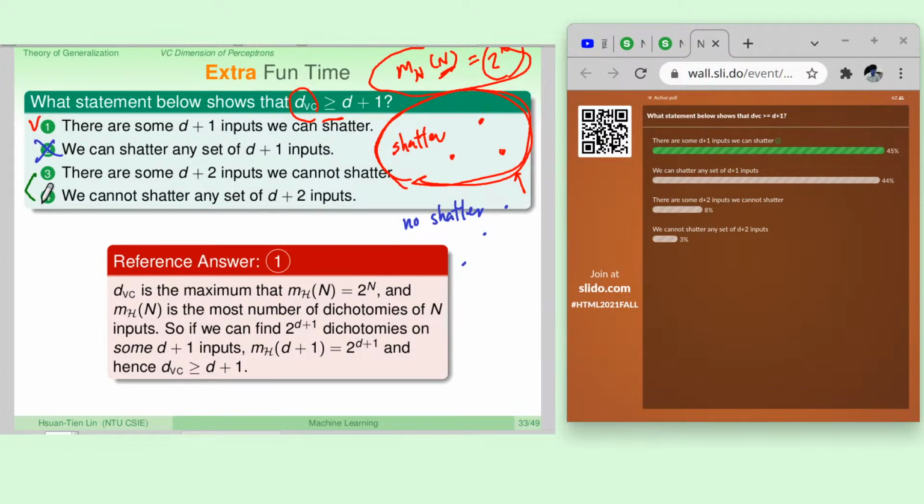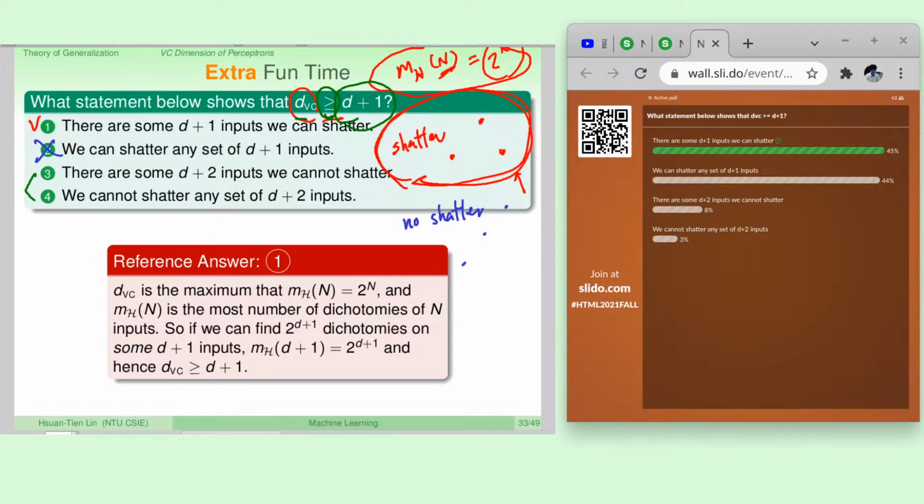d plus 2 is the next number, but to show that the VC dimension is greater than or equal to something, we're moving from the smaller number to the bigger number. So we just need to show that d plus 1 can be achieved, regardless of whether d plus 2, d plus 3, d plus 4 can be achieved or not. That's what we're going to do in terms of proving here.